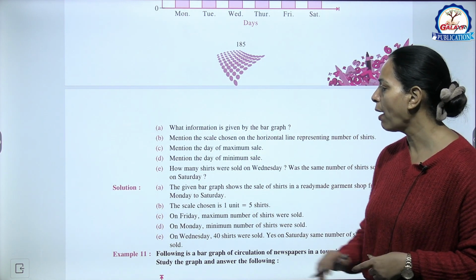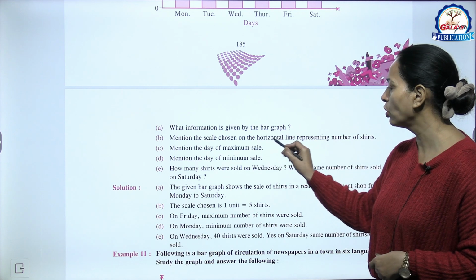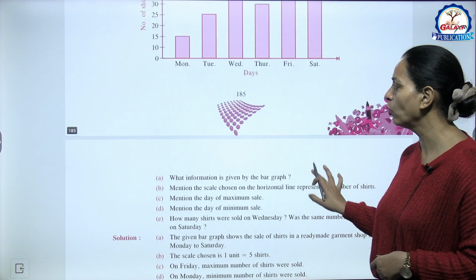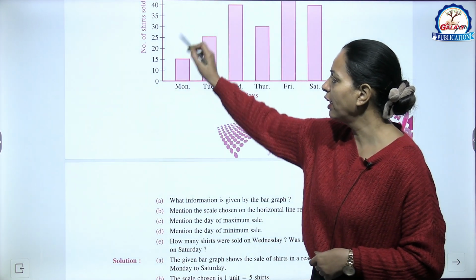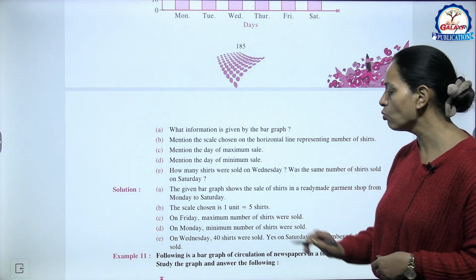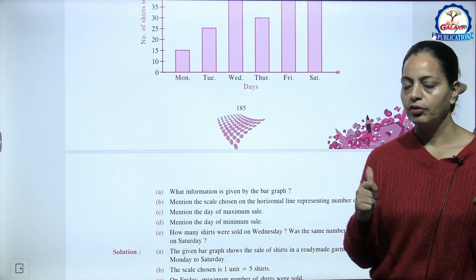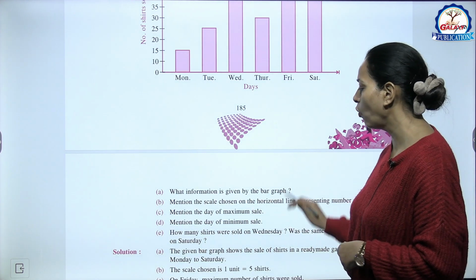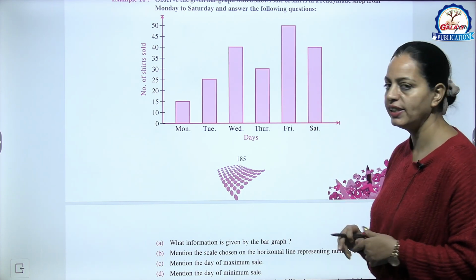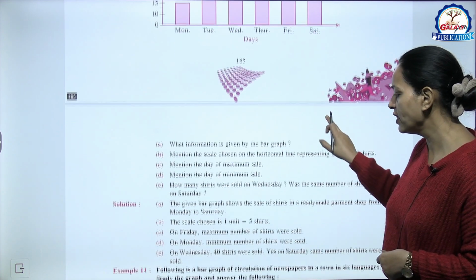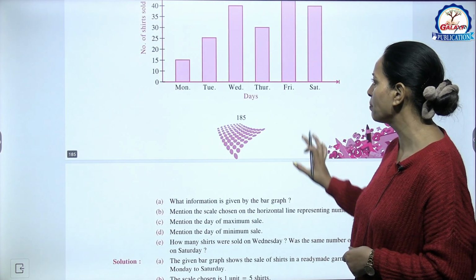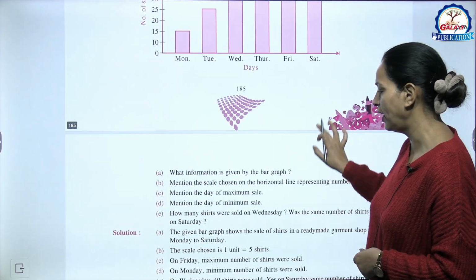Okay, now B part, mention the scale chosen on the horizontal line representing number of shirts. So here you can see scale is 5. Okay, so scale is 1 unit equals 5 shirts, right? Now C part, mention the day of maximum sale. Maximum sale is on Friday. Okay, so it's on Friday, right? And then mention the day of minimum sale, minimum sale is on Monday.